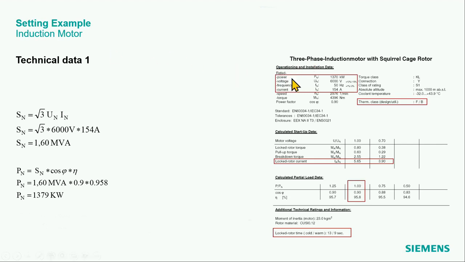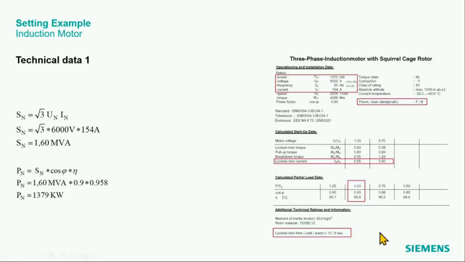I get some general data like the power, 1370 kilowatts, 6 kV, 50 hertz, and the nominal current is 154 amps. Thermal class F B, so this gives us an indication for the stator overload protection. Then the locked rotor current: when the voltage is the nominal voltage, I have 5.65 times nominal current, and if the voltage is 70%, then I have 3.9 times nominal current. This is my locked rotor current. The locked rotor time is 13 and 9 seconds, for cold and for warm.